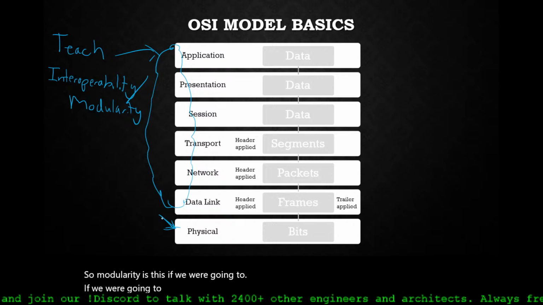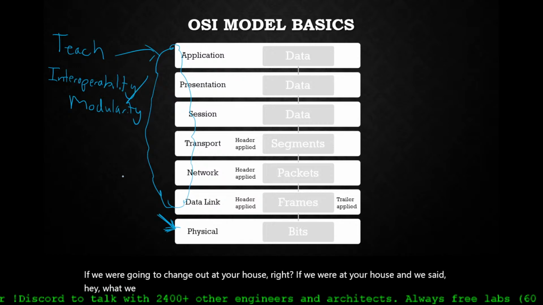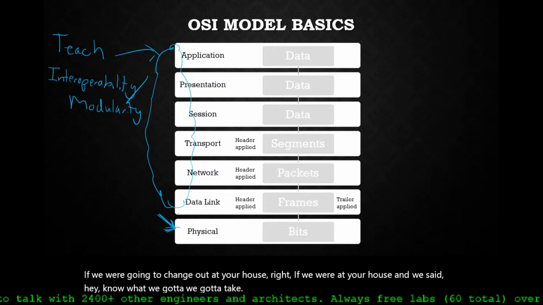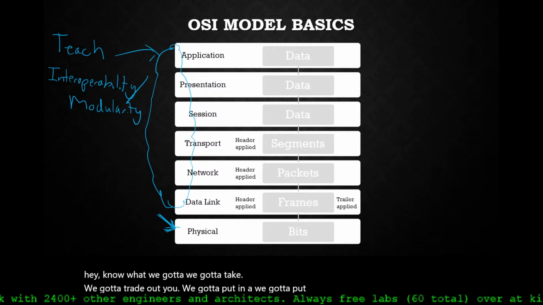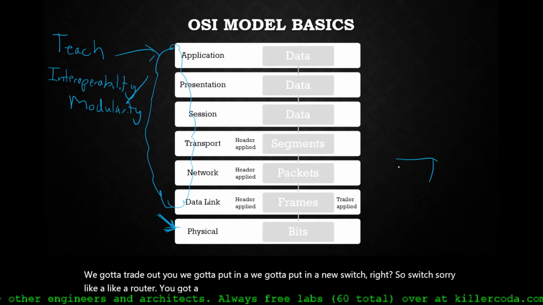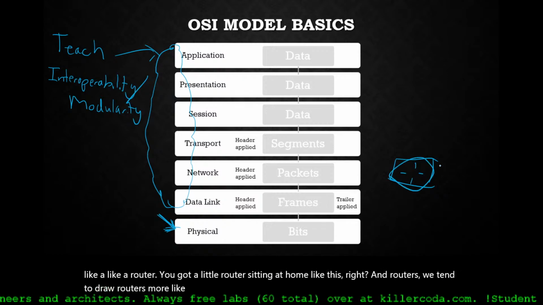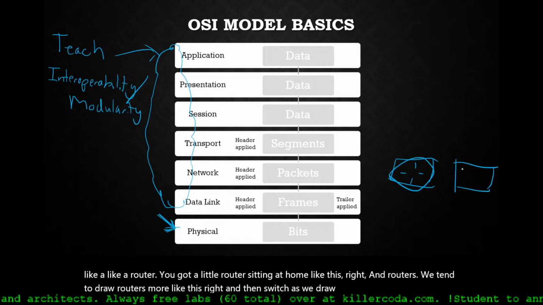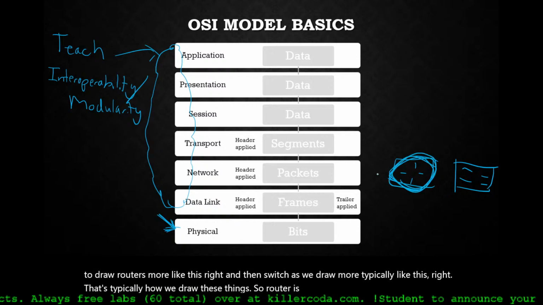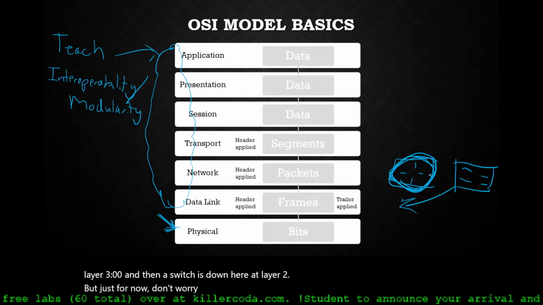If we were at your house and we said, hey, we've got to put in a new switch, like a router. You've got a little router sitting at home like this, right? We tend to draw routers more like this, and switches we typically draw more like this. A router is normally denoted as round at layer 3, and a switch is down here at layer 2. But for now, don't worry about the roundness or the squareness of the thing.